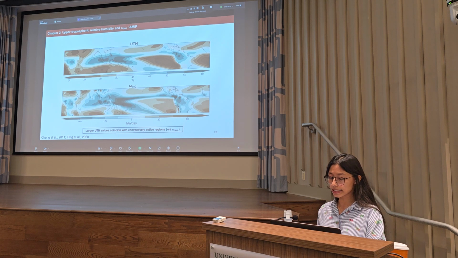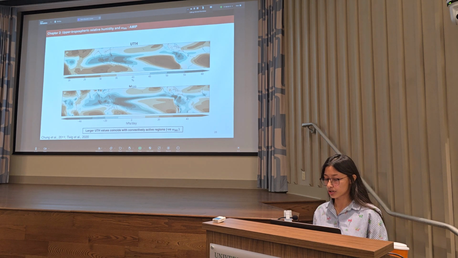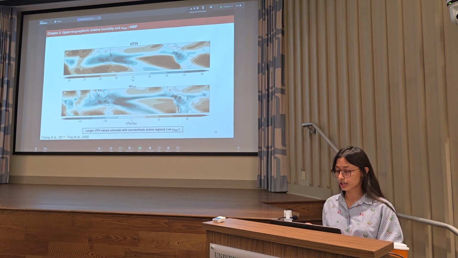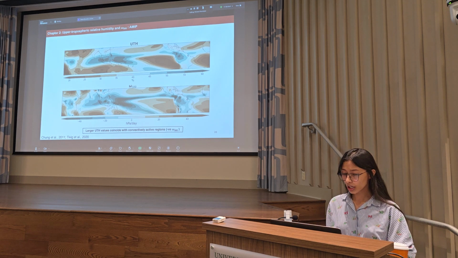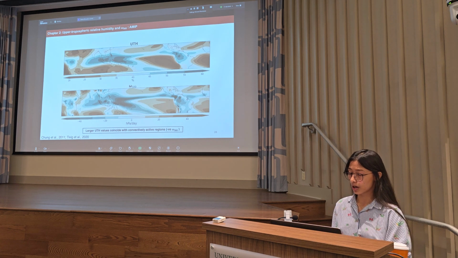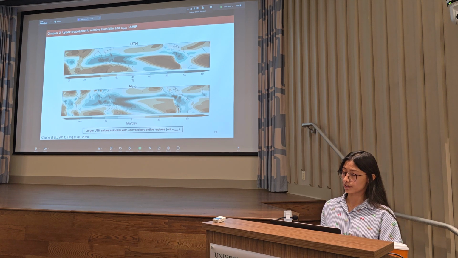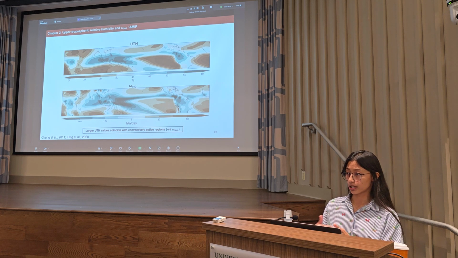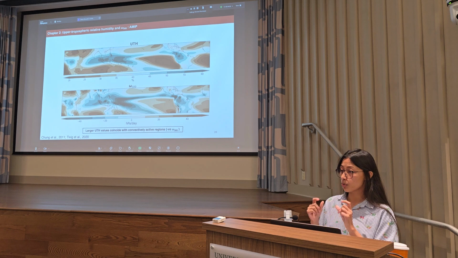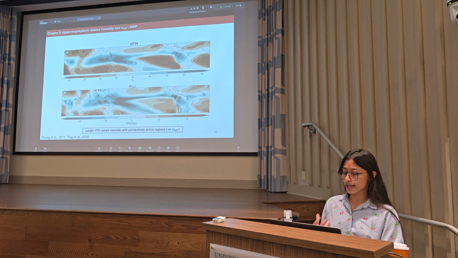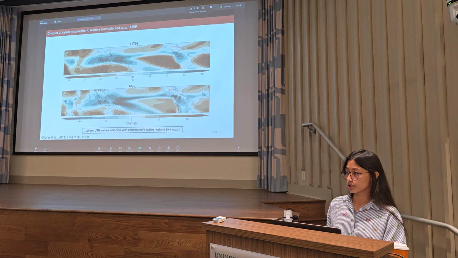And we can clearly see that larger values of upper tropospheric relative humidity coincide with convectively active regions like the West Pacific Warm Pool and along the ITCZ, whereas conversely, the smaller values of upper tropospheric relative humidity coincide with the subsidence branch along the tropical edge and the Southeast Pacific. So those past works derive similarities between upper tropospheric relative humidity and mid-tropospheric vertical velocity.